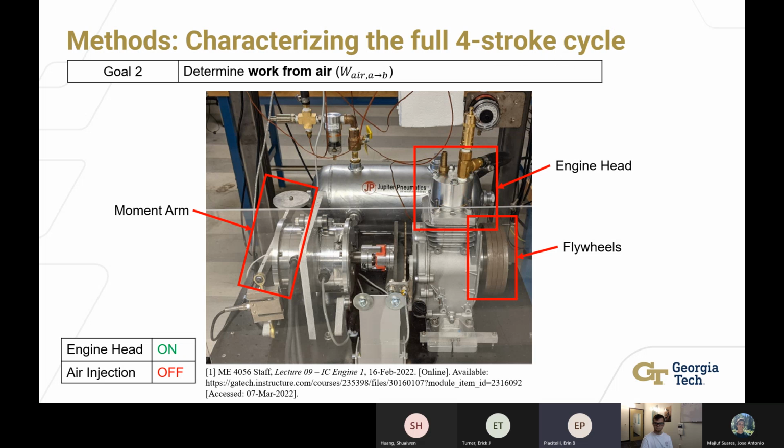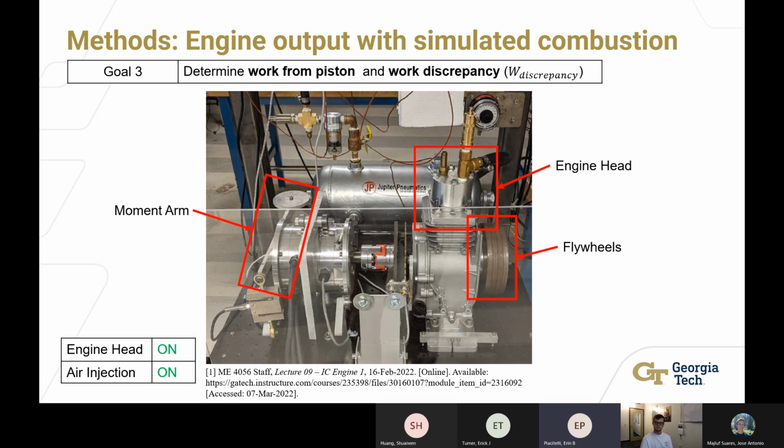To characterize the full four-stroke cycle of the engine, we start with the engine head on, but there is still no air injection. The engine head will allow us to determine the work due to air compression and expansion, as it will cause the air to compress or expand in different strokes of the cycle. Because no air is injected, we can assume that there is no heat transfer during the power stroke because the expansion is adiabatic. With the engine head on, the motor torque and angular position is obtained for low, medium, and high speeds by turning the potentiometer between 0 and 1 full rotation in forward operation. This data is then used to determine the work due to air and therefore characterize the full four-stroke cycle.